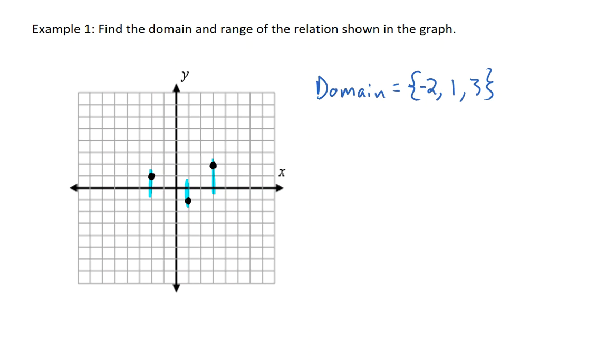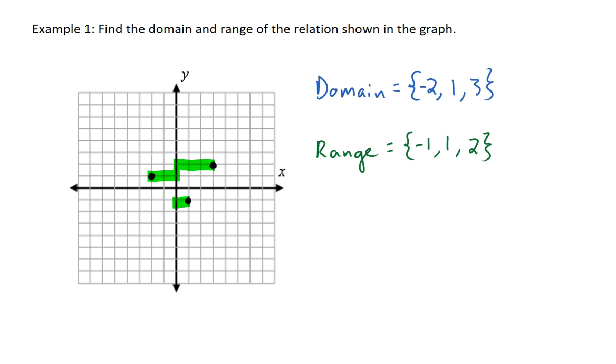Now we'll look at the range. The range is all the y values that make up those ordered pairs. So if I go through my points here, this point has a y value of -1, this point has a y value of 1, and this point has a y value of 2. So all of those y values together as a set gives me the range of this relation. In other words, my range is the set -1, 1, and 2.